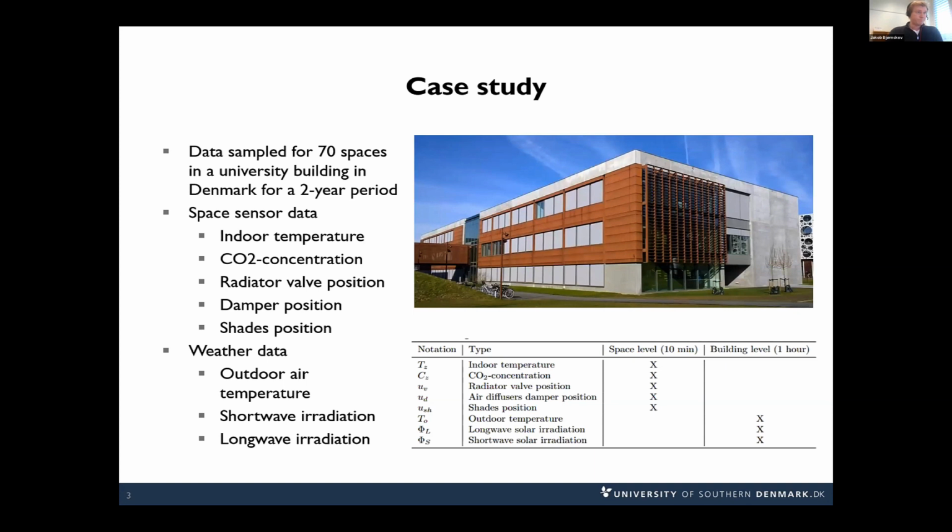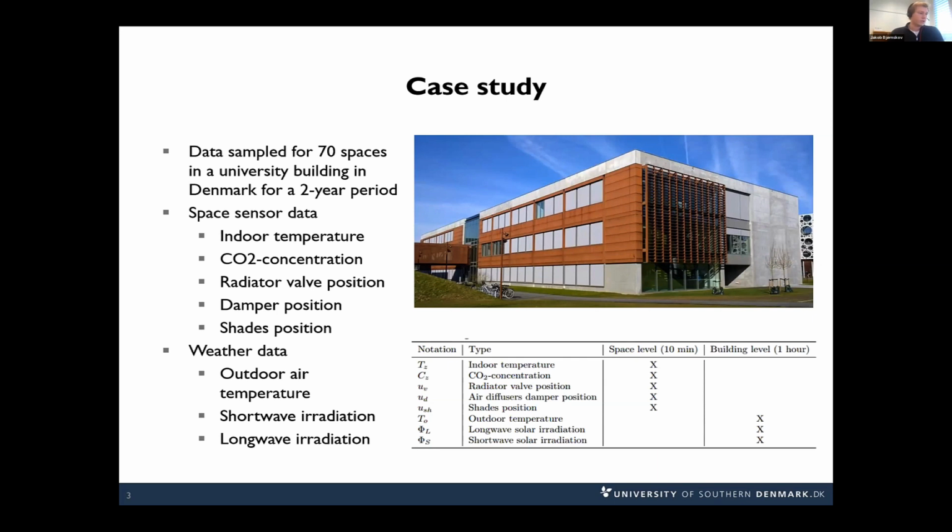Okay, so we considered this case study. It's a Danish university building where we have sampled data from around 70 spaces for a 2-year period. On the space level, we have sampled data for indoor temperature, CO2 concentration, radiator valve position, damper positions, and shades positions. As you can see from the image here, the building has automated shadings. So we sampled these shading positions for each space.